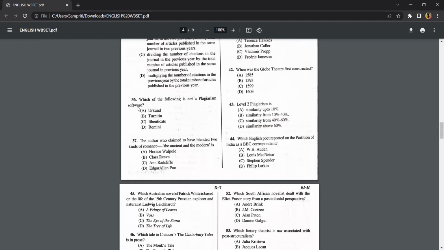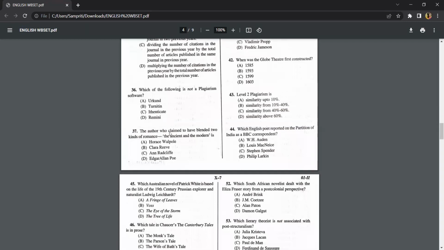Okay. 36. Which of the following is not a plagiarism software? Urkund, yes, it is a plagiarism software. Turnitin, yes, it is. Authenticate, yes, it is. Remini is not. Remini is a photo enhancer, artificial intelligence. So option D is the answer. It's not a plagiarism software.